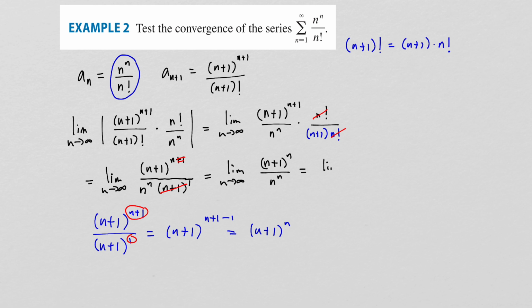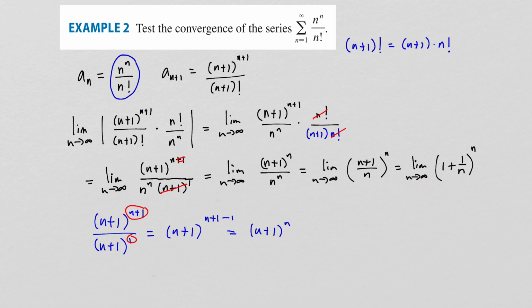Let's keep on going. We can combine these under a single exponent. So we can say (n+1)/n, quantity to the nth power. And I'll go ahead and express this as the limit as n goes to infinity of (1 + 1/n)^n. All I'm doing here is dividing each of these by the denominator n.